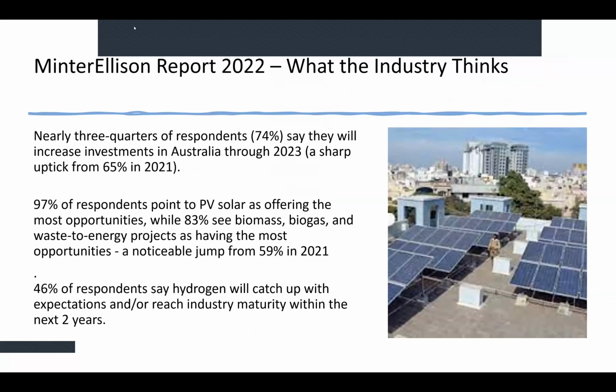Now, if you look at what Minter Ellison did, a report on what Australian companies are expecting to do, there's a lot of good news and a lot of good data in there, and this will be available to you as part of the report. But you can see that three quarters of the respondents say they're going to increase investments in Australia. That's fantastic news. 90% of them prefer PV solar as the investment, and 46% say hydrogen will catch up with expectations. So I think you can see that the market sentiment is positive.